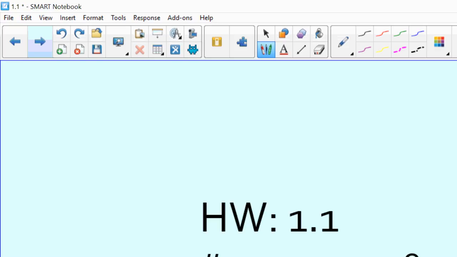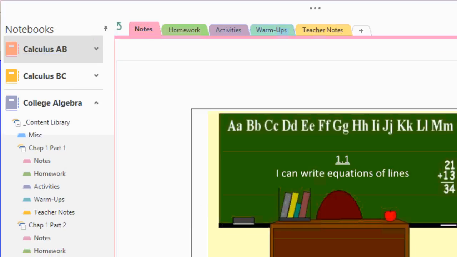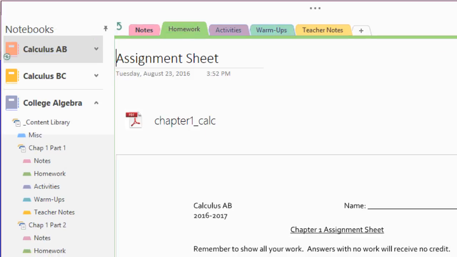If you ever forget what the assignment is, it's of course on your OneNote. In the homework tab, you always have the assignment sheet. Whoops, I wrote on it. Let's erase it. You always have your assignment sheet with the bookwork. So it's in several places. If you have issues with OneNote, it's also online.